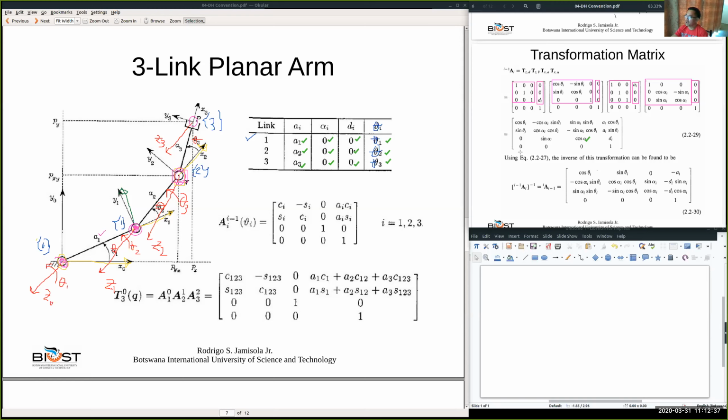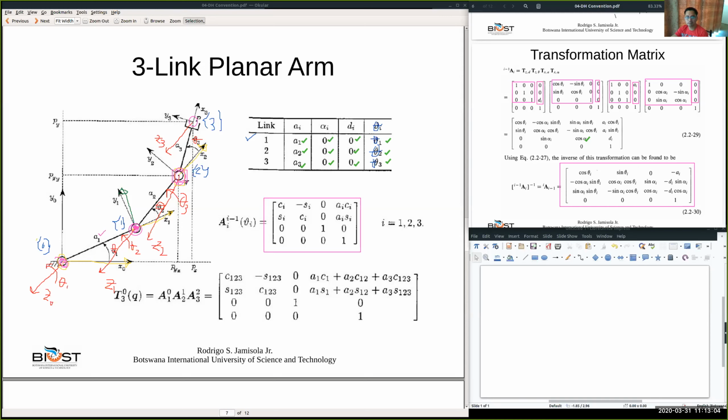Now the total transformation is this. If we substitute all these values for each joint, instead of a complete transformation like this, because it is a planar robot, the result is a simplified transformation like this. As you can see, alpha is 0 and d is 0. For example, here, alpha is 0.